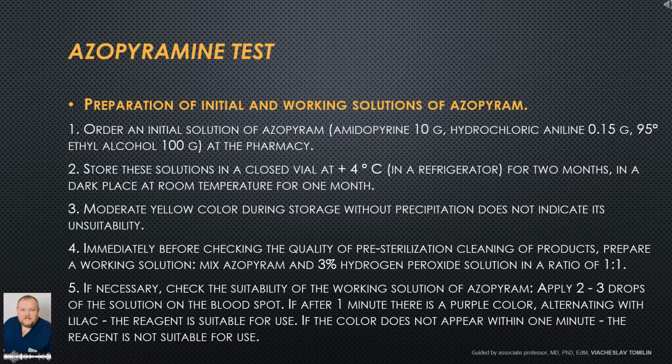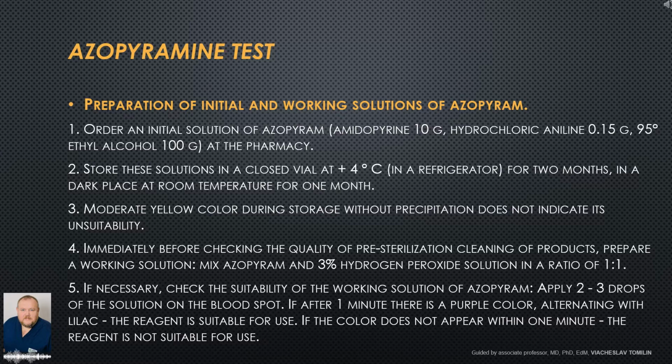Azopyram test. Preparation of initial and working solutions of azopyram. 1. Order an initial solution of azopyram at the pharmacy: amidopyrine 10 grams, aniline hydrochloride 0.15 grams, 95 degree ethyl alcohol 100 grams. 2. Store these solutions in a closed vial at +4 degrees Celsius, in a refrigerator, for 2 months, or in a dark place at room temperature for 1 month.